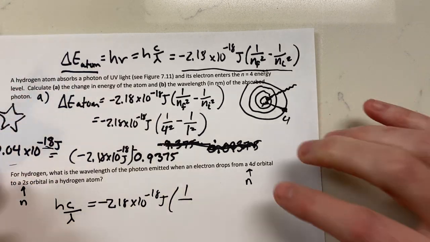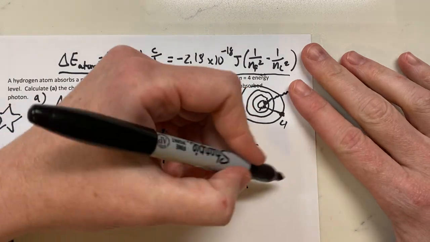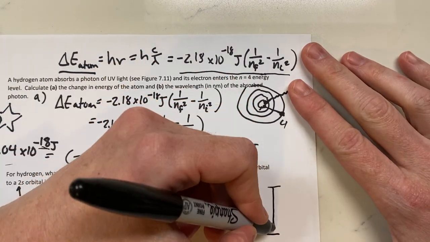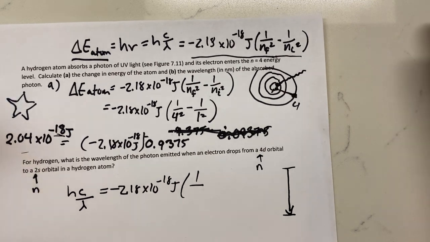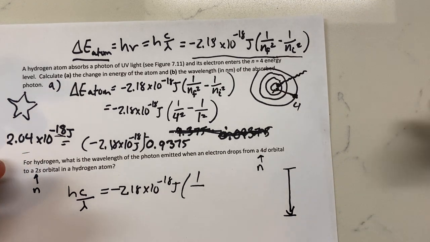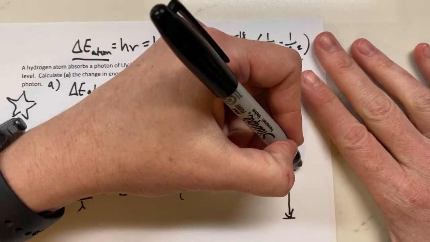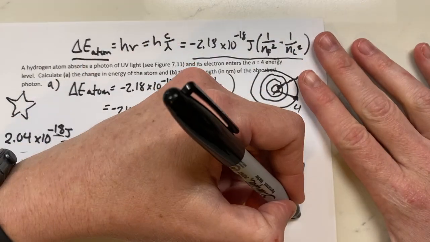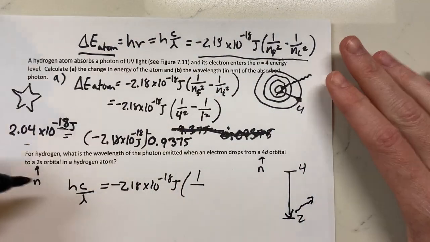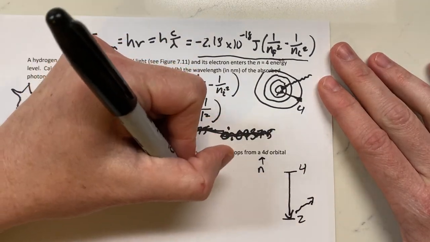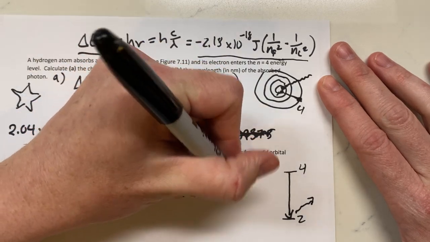I like to stop and ask myself what's happening. It says an electron dropped. If you drop something, is it going to absorb energy or emit energy when it falls? It's going to emit it, right? So we're automatically looking at something that started higher and ended lower. It dropped, it emitted the photon, and that's why our final is actually 2 and our initial was 4.